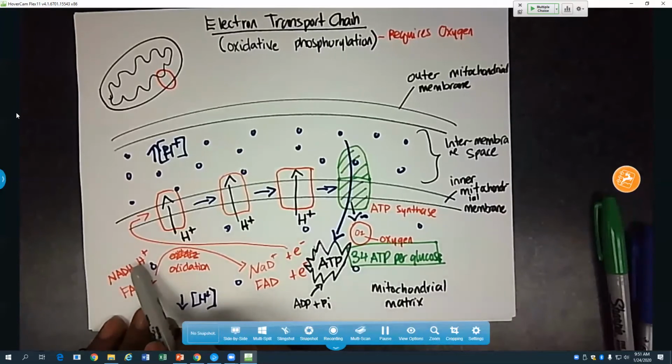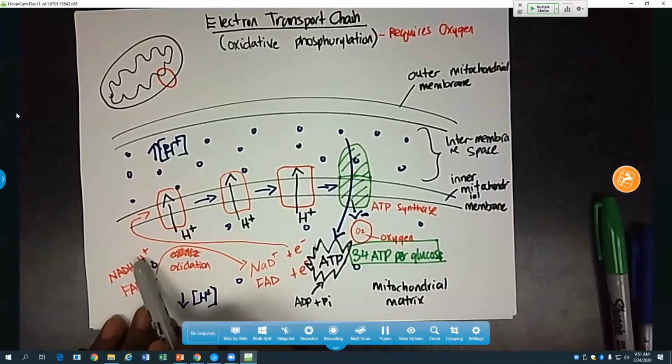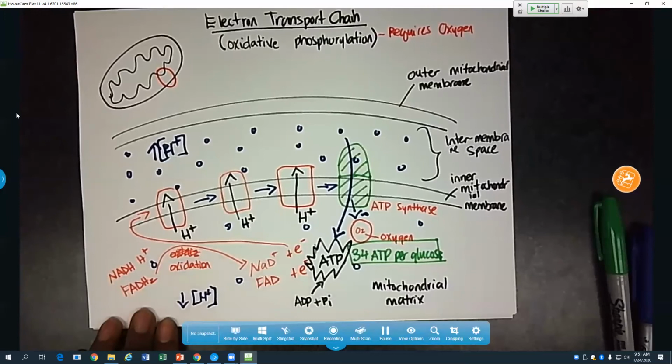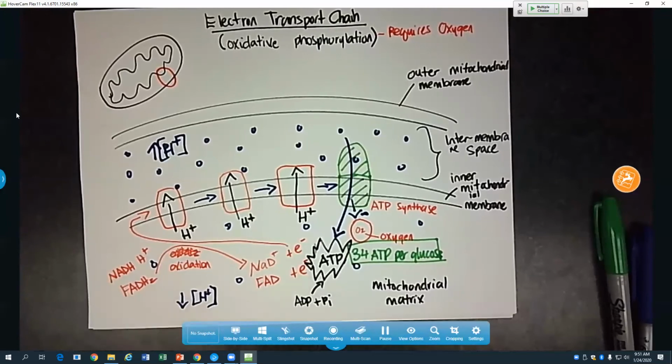Yeah, this is part of the NADH. It's carrying 2 electrons. Okay. So it goes from NAD plus to NADH, and then it's oxidized back to NAD plus. This is also carrying 2 electrons, so they're both carrying 2 electrons each. Any other questions?